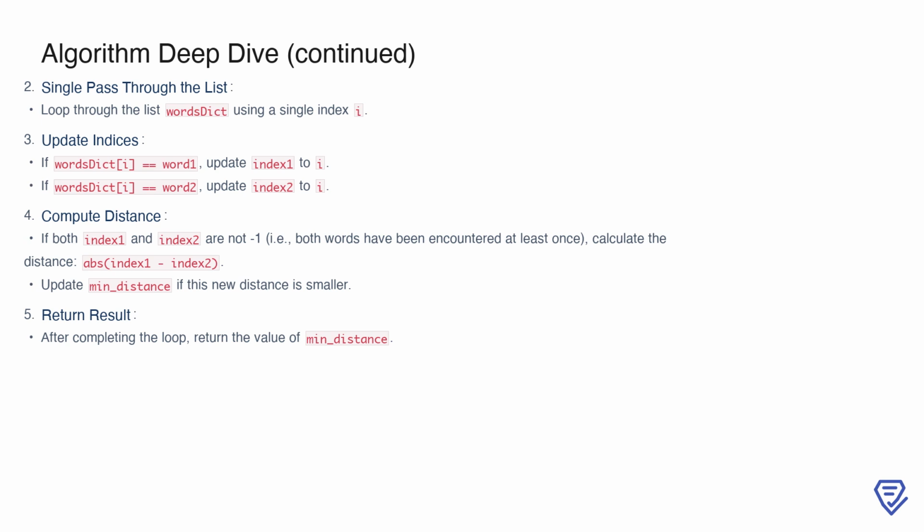Now, we optimize the solution with a single pass through the list. Using a single loop, we iterate through the list wordsDict with an index i. During this traversal, if the word wordsDict[i] matches word 1, we update index 1 to the current value of i. Similarly, if the word matches word 2, we update index 2 to i. At every step where both index 1 and index 2 are not -1, we calculate the absolute difference between these 2 indices. If this difference is smaller than min_distance, we update min_distance to reflect this new distance. Once the loop is complete, the final value of min_distance is returned. This approach is far more efficient because we only traverse the list once, reducing the number of comparisons significantly.